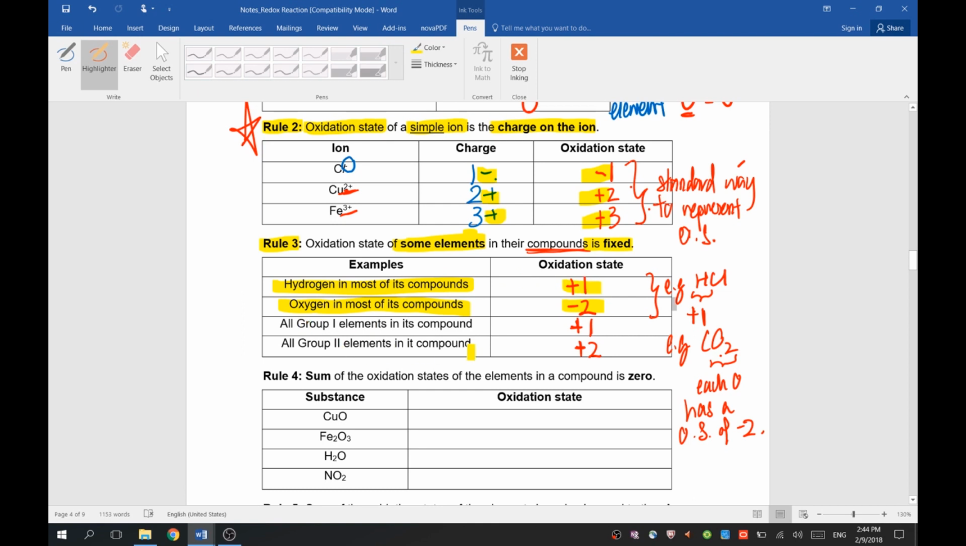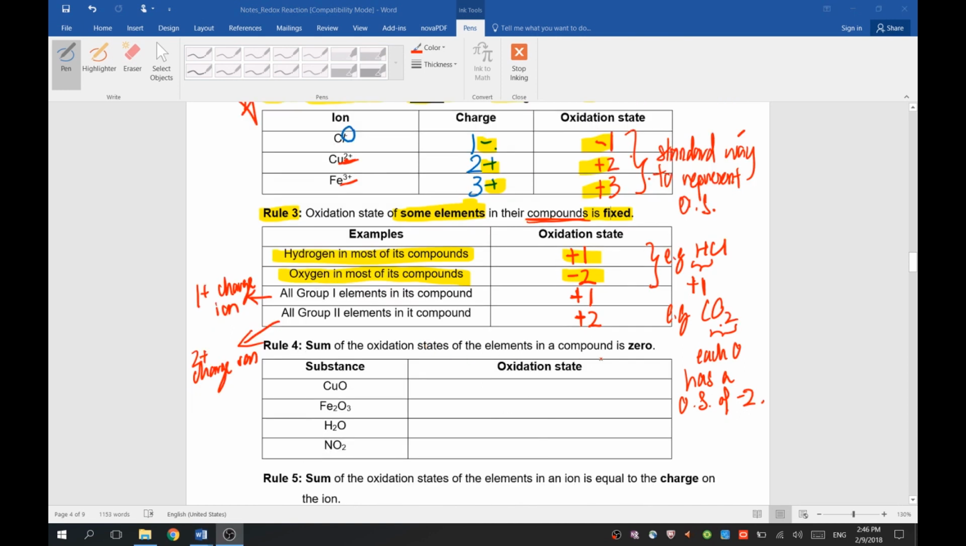Now for group 1 and group 2, it's pretty straightforward. Group 1 elements, if they form a compound, will form a 1+ charged ion. Remember, group 1 forms 1+ charged ions, so naturally their oxidation state will be +1. And group 2 forms 2+ charged ions. So that's the 3 rules so far. There are 2 more rules. The last 2 rules are actually very similar.